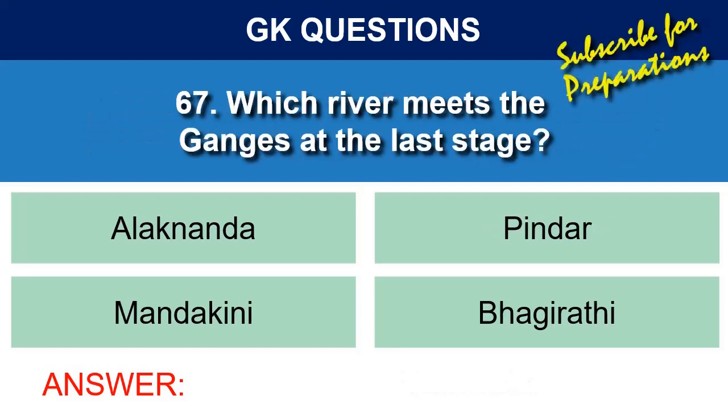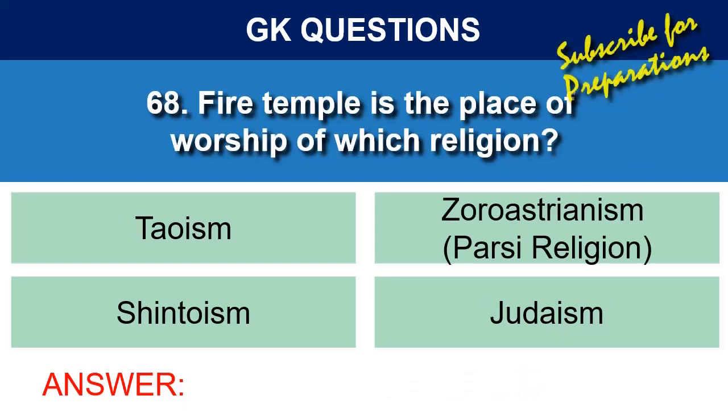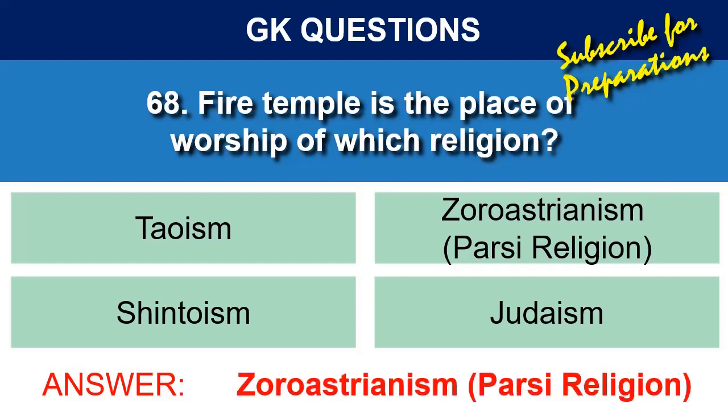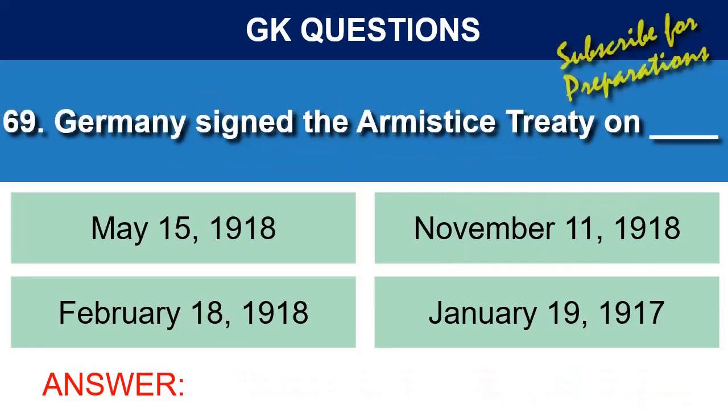Which river joins the Ganges at the last stage? Bhagirathi. Fire temple is the place of worship of which religion? Zoroastrianism. Germany signed the armistice treaty on November 11, 1918.